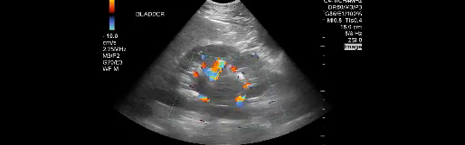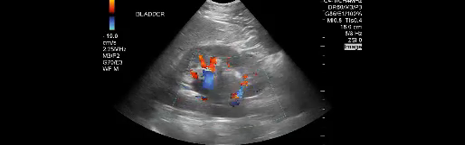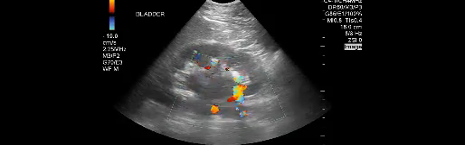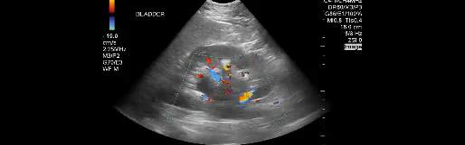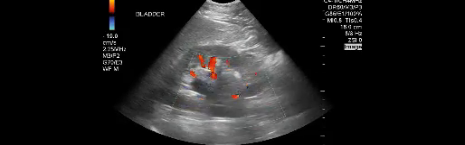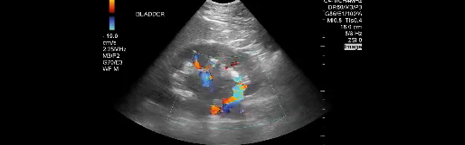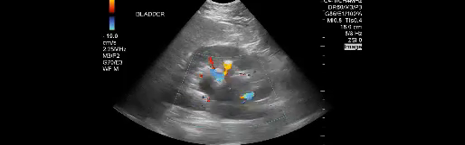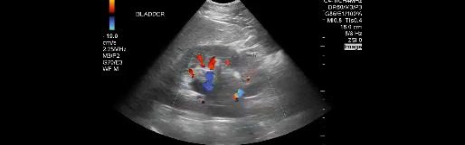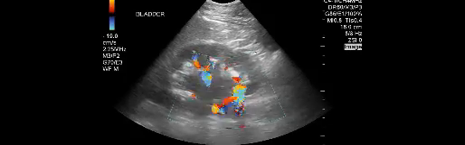Whenever we see a black or hypoechoic area within the renal pelvis, we need to try and differentiate to see, is this a blood vessel or is this hydronephrosis? So we take our color Doppler and we place it over the renal pelvis. When the black area does not light up with color flow, we know that this is more likely hydronephrosis.